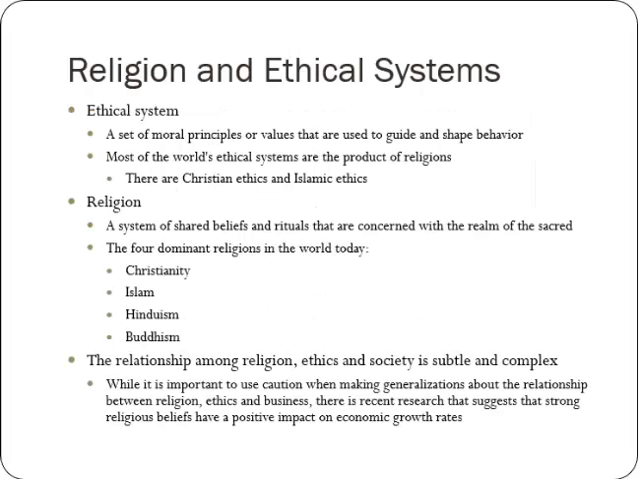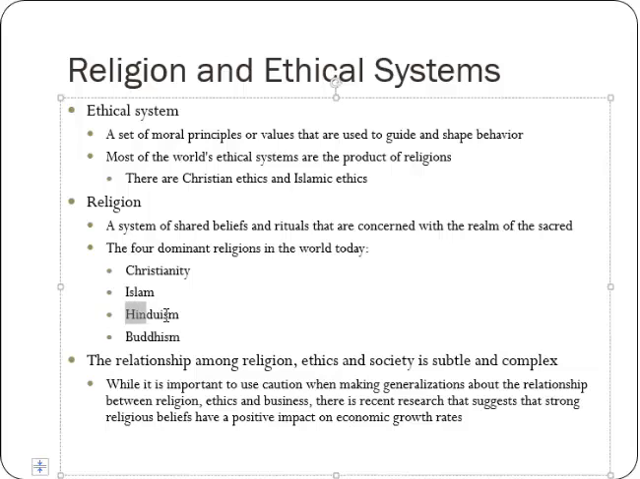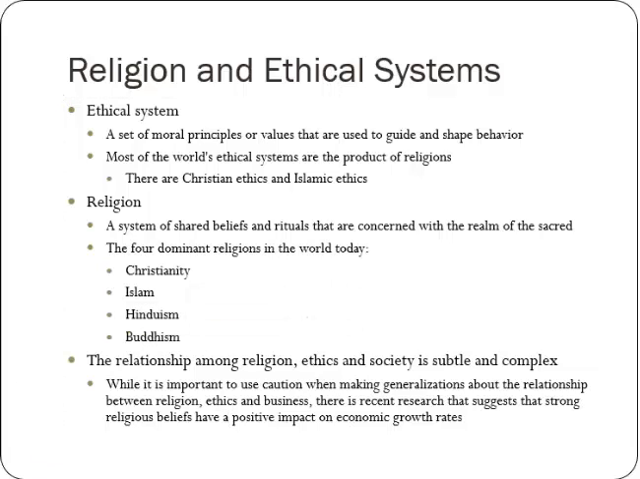And then, of course, we have religion. Religion and ethical systems. An ethical system is a set of moral principles that shapes the behavior of a particular group of people. And a religion is, of course, well, we all know, a group of faith principles that shape the culture of a country. The four dominant religions today: you have Christianity in the West generally, Islam in the Middle East, and in parts of Asia as well, and parts of Europe; Hinduism, which is primarily in India, and Buddhism, which is primarily in China and other areas in Asia.